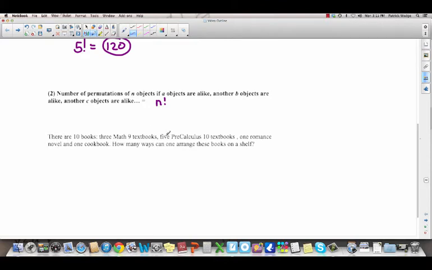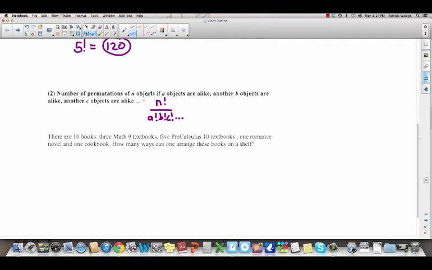There'd be less because you have all these identical ones which you would have to take into account. So what you do is you divide by a factorial, b factorial, c factorial, ... where a and b and c are the number of objects that are alike. So I'll just read the whole thing here.